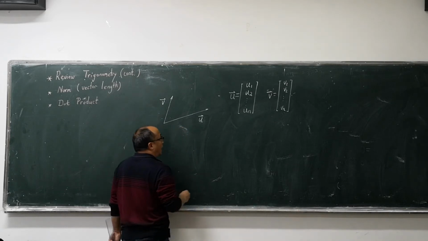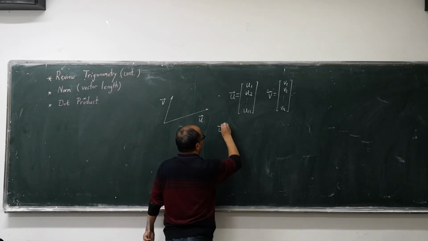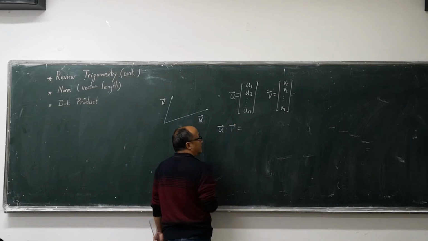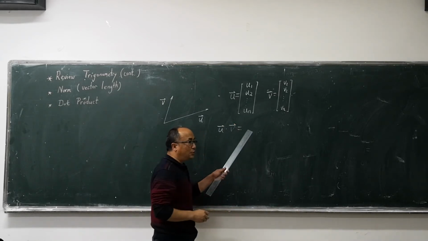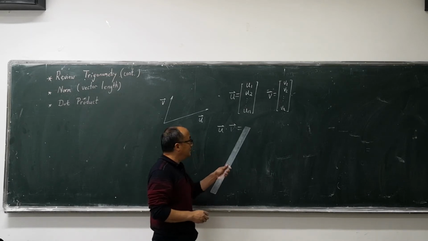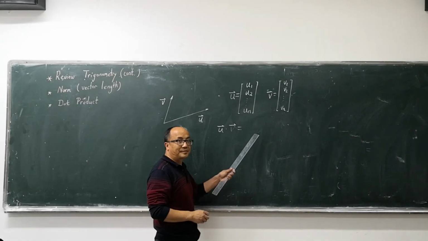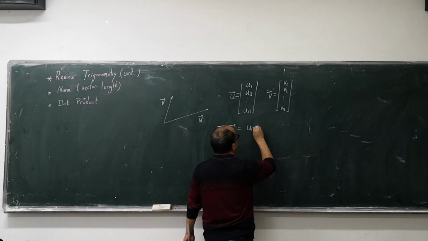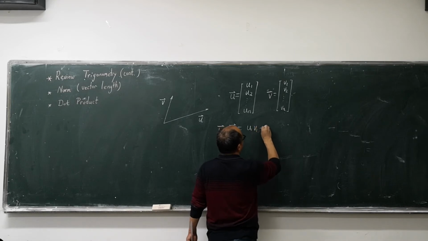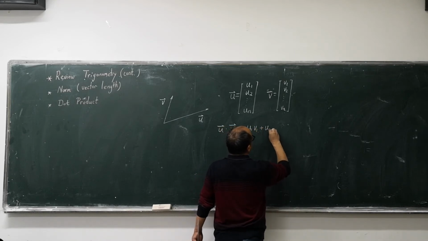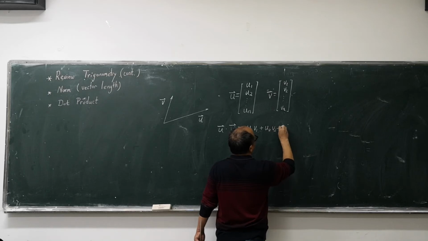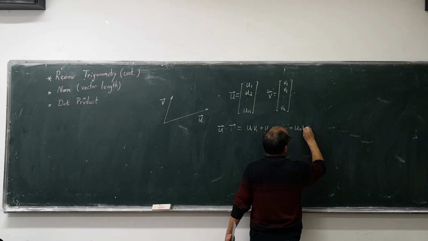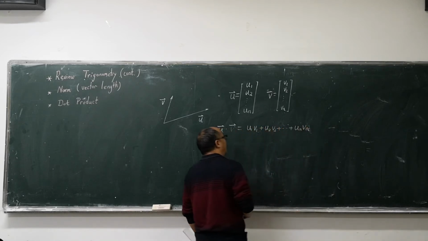If U dot V, first of all, the result is not a vector. The result is just a number. It is U1 V1 plus U2 V2 plus up to Un Vn. I think I said something wrong last time.